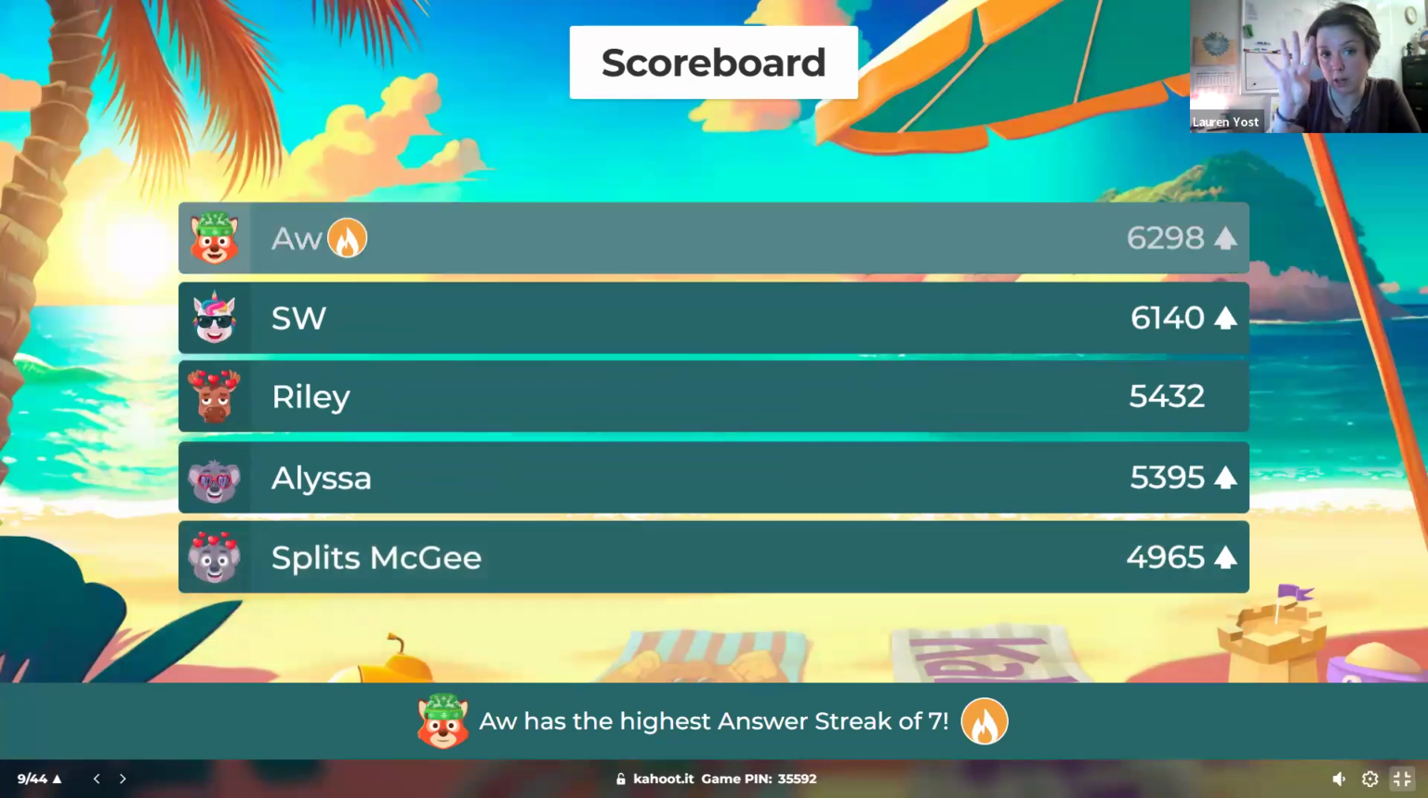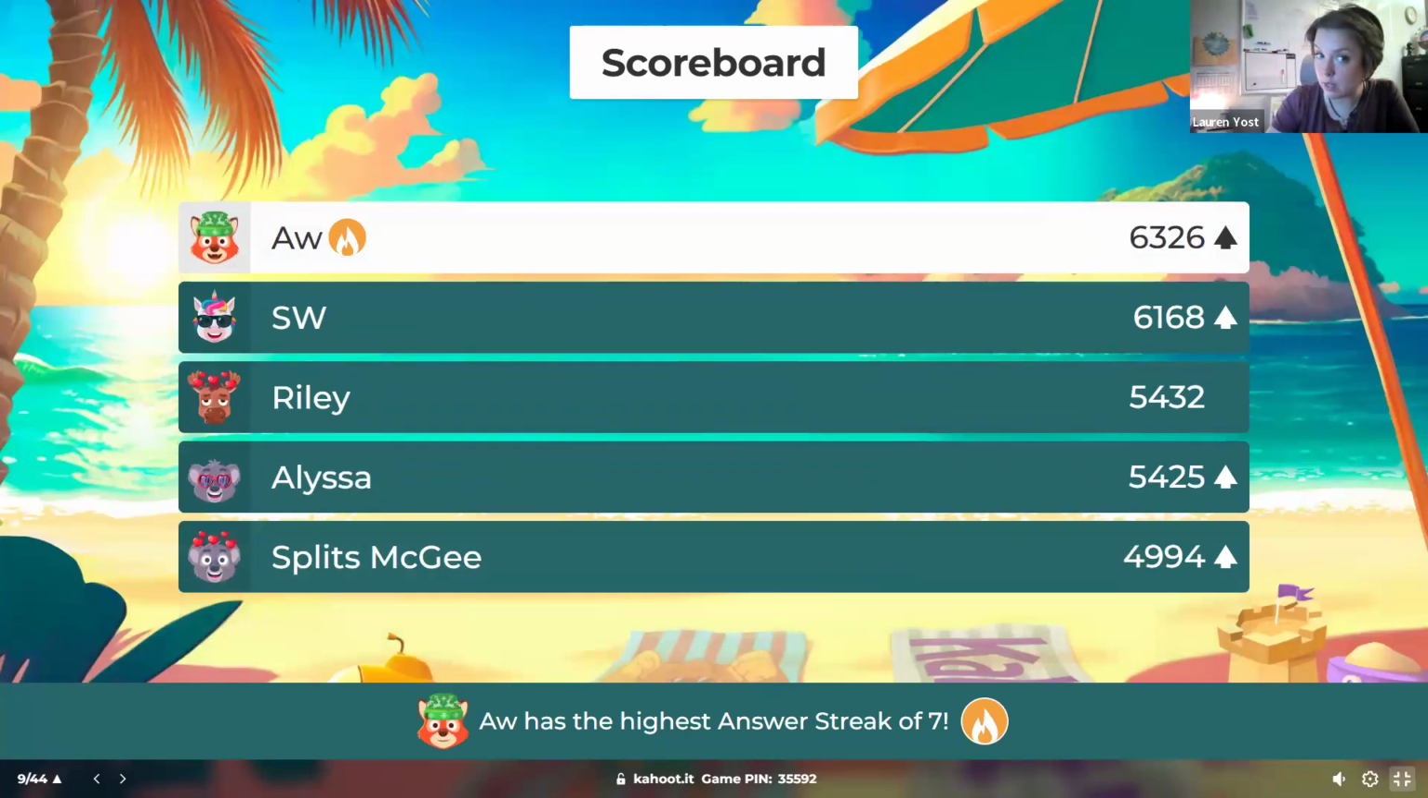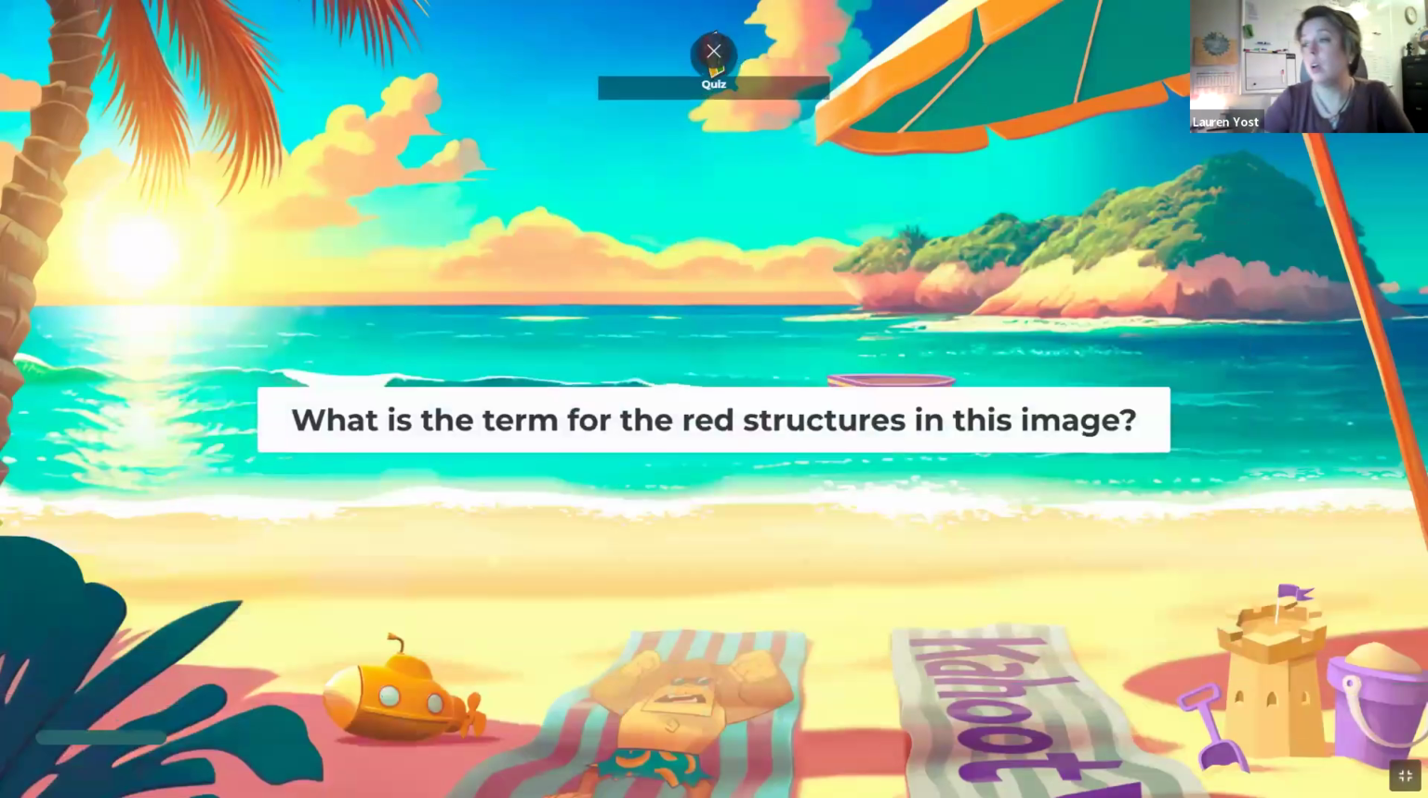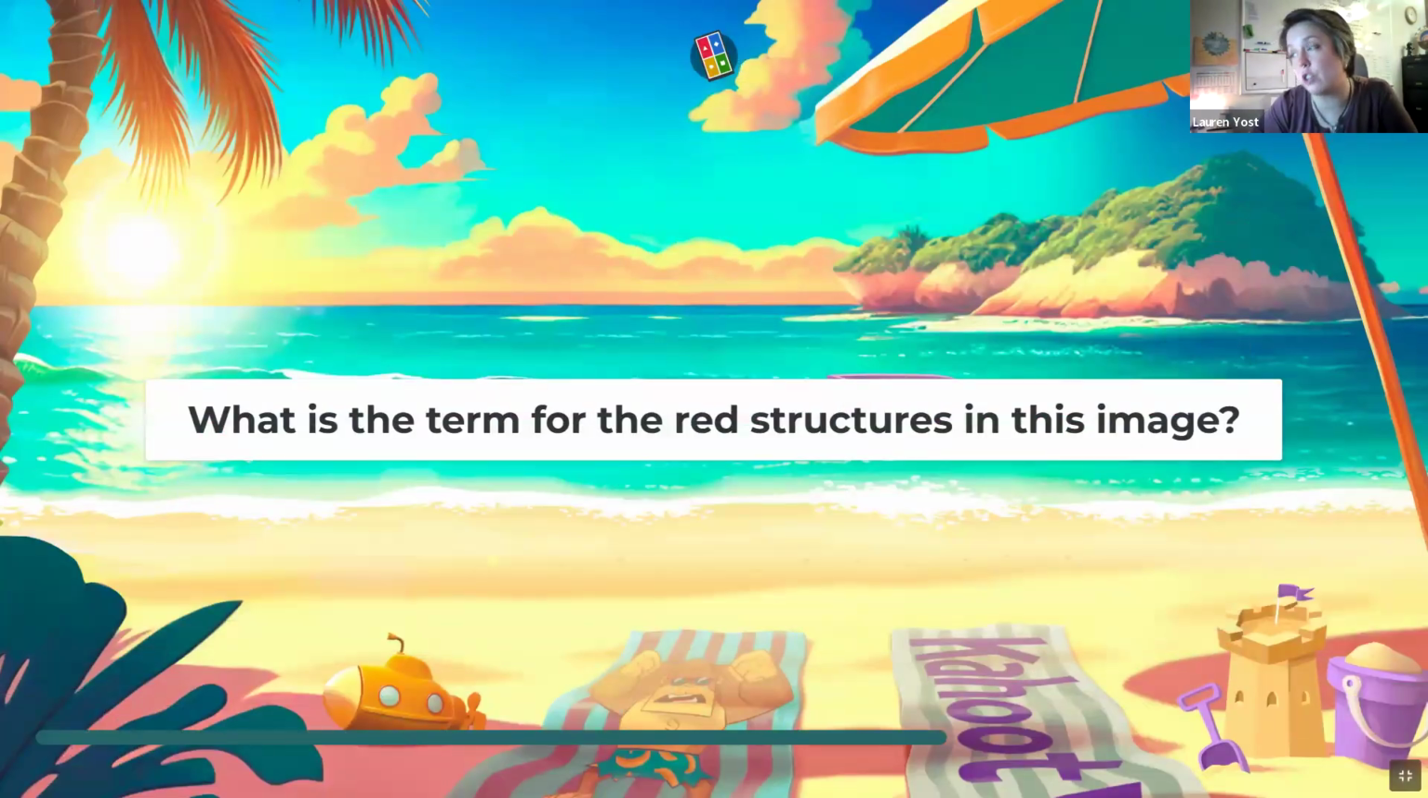There's only 4 stains you've got to know. You need to know the details about them, but there's really only 4 differential stains. All right, what is the term for the red structures in the image?